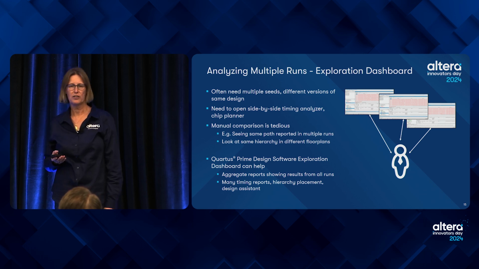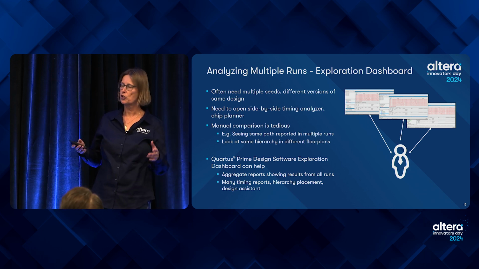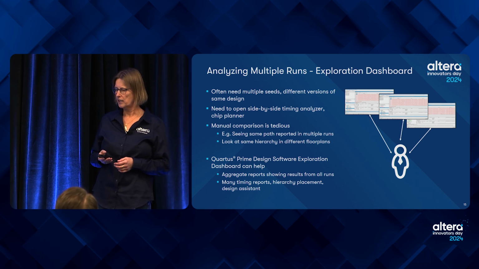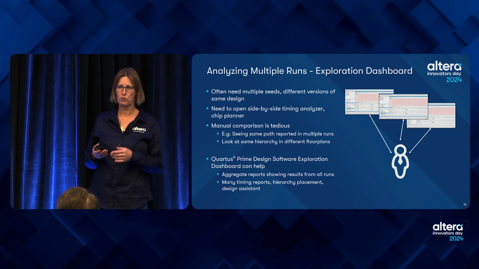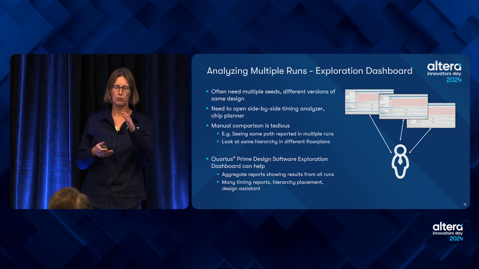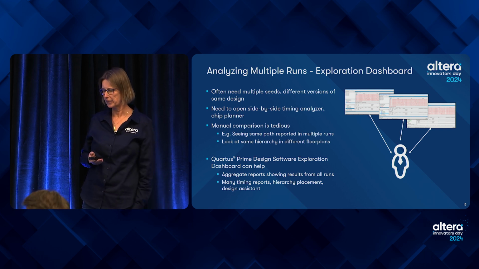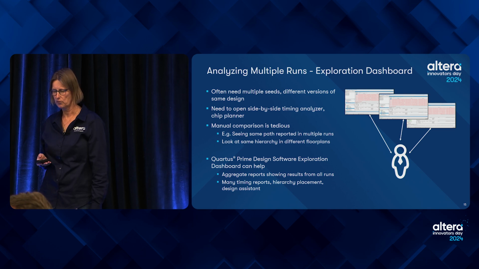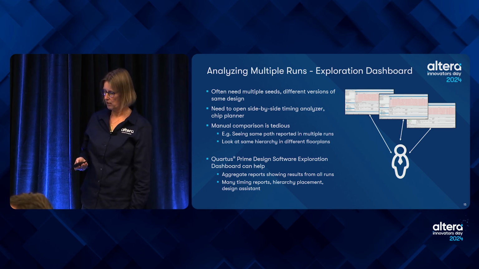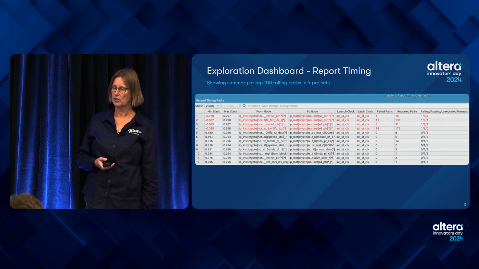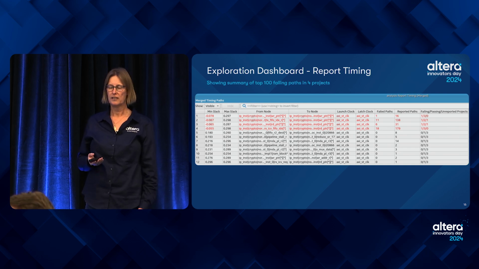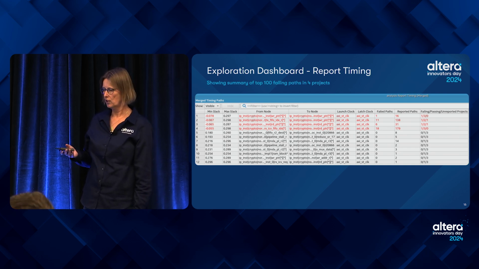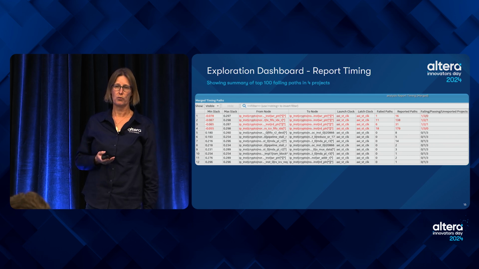With the exploration dashboard, you can create a workspace with multiple runs in it. Then it can generate aggregate reports across those runs, and it summarizes what happens in all of the runs instead of you having to look at each one separately. This is supported for many timing reports, hierarchy placement and design assistant. Here I have an example of the report timing that shows the top 100 failing paths for a workspace with 4 projects in it.